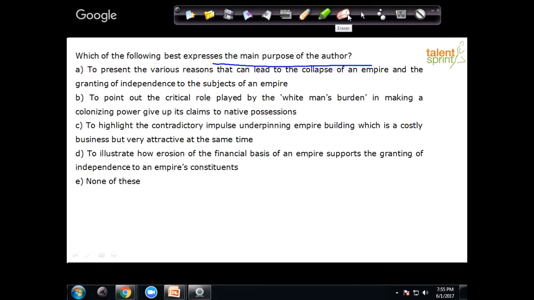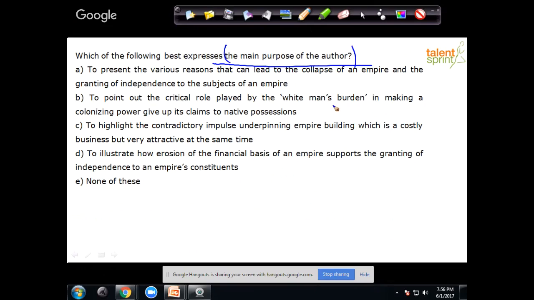So main purpose of the author, let's look at options. Option A says to present the various reasons that can lead to the collapse of an empire and the granting of independence to the subjects of an empire. Is that the crux of the passage? Or to point out the critical role played by the white man's burden in making the colonizing power give up its claims to native possessions. Remember, we're talking about the main purpose of the author, to highlight the contradictory impulse underpinning empire building, which is a costly business but very attractive at the same time.